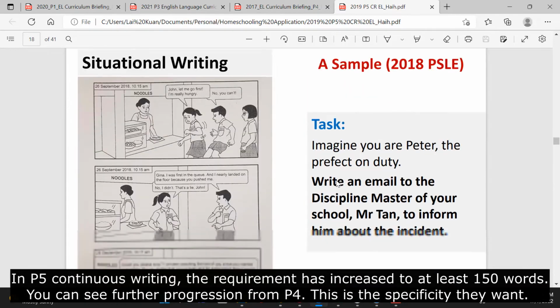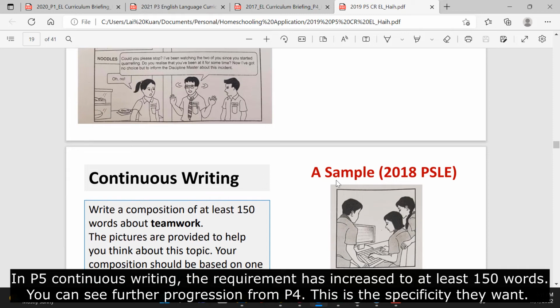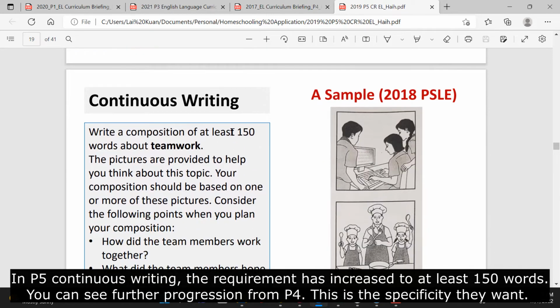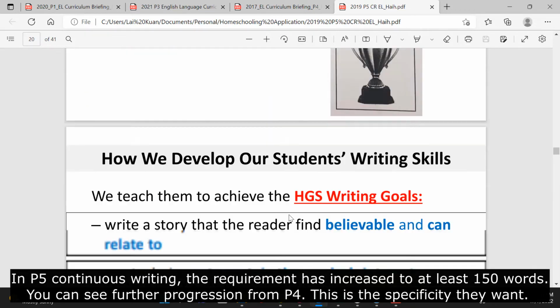So an example here is write an email, something formal. And then also, as you can see, primary 5, you have to increase the continuous writing to at least 150 words. I hope this shows you the kind of progression, and this is the kind of specificity that they are looking for.